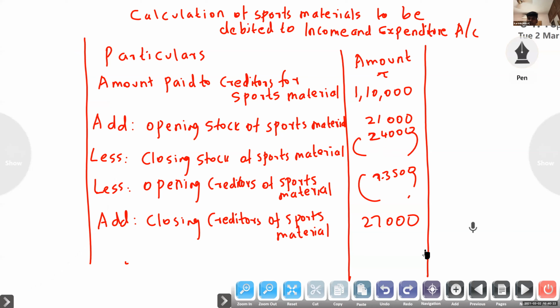So, isn't it 27,500? Which one? Closing creditors. Yes, sir. I have given 27,500 in the question. Yes, closing creditors are 27,500. That is 27,000. Okay. If you write 27,500, that is also okay. 27,500.